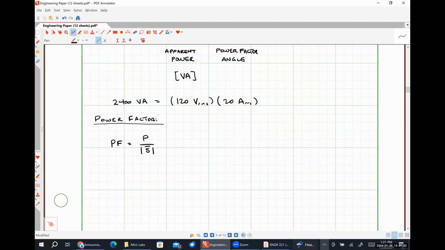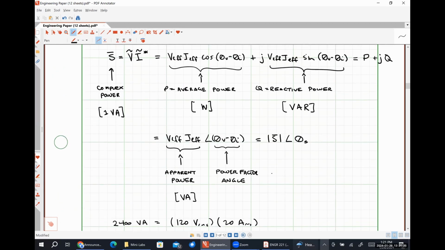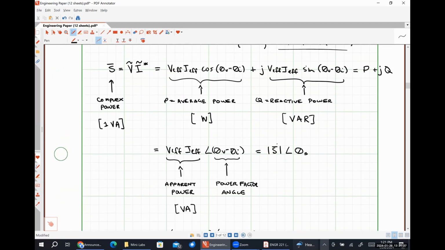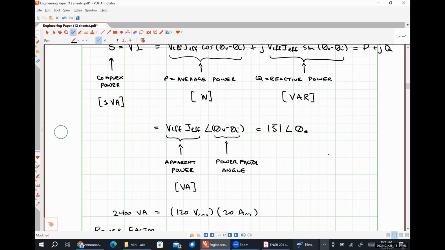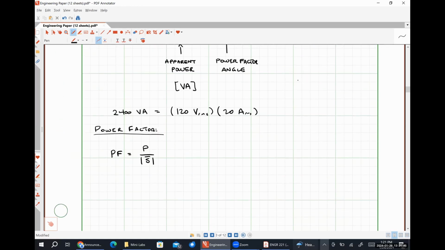If we scroll up here just a touch, we can see that our average power is V effective, I effective times cosine of theta V minus theta I. And our apparent power is just V effective times I effective. So this ratio literally just comes out to be the cosine of our power factor angle, theta S.